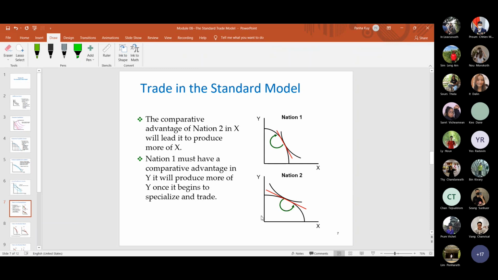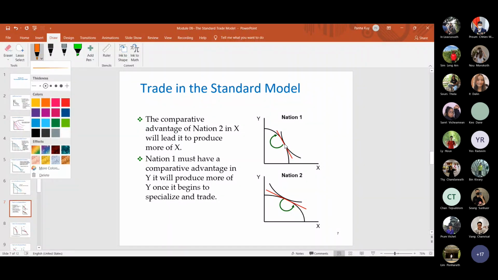Nation 1 and Nation 2 are not similar. And Nation 1 must have a comparative advantage in Y. It will produce more good Y once it begins to specialize and trade. Do you understand the sense? I don't know whether you fully understand this.